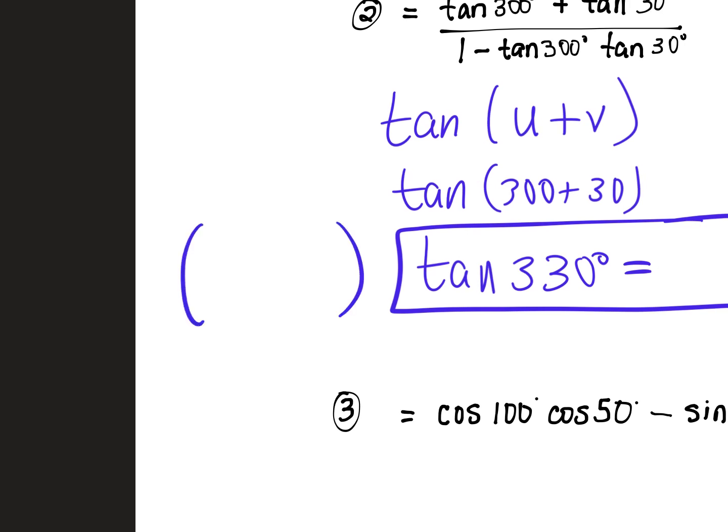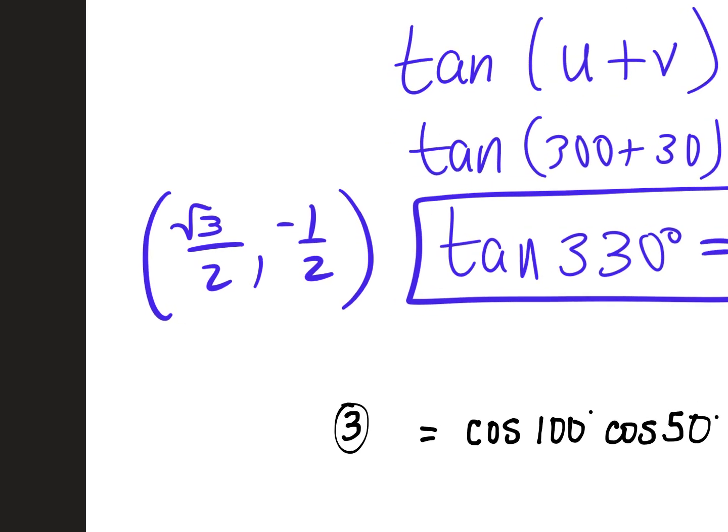Good. And then how do you find the tangent of 330? Well, what's the ordered pair at 330? Square root of 3 over 2 and negative 1/2. Now, somebody last period said tangent is y over x. I agree. This is my x. This is my y. So tangent is y over x, correct? Somebody else said, well, isn't it sine over cosine? Isn't that the same thing as y over x? Yeah. Both ways is fine.